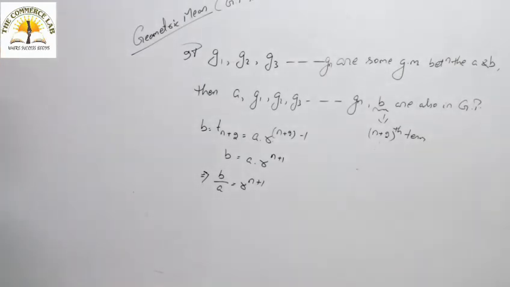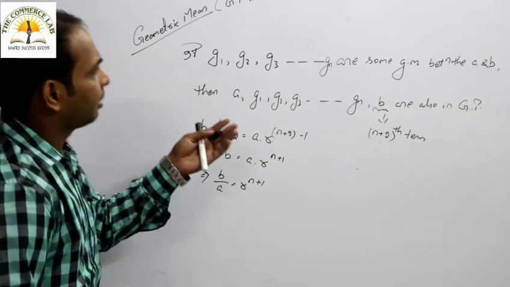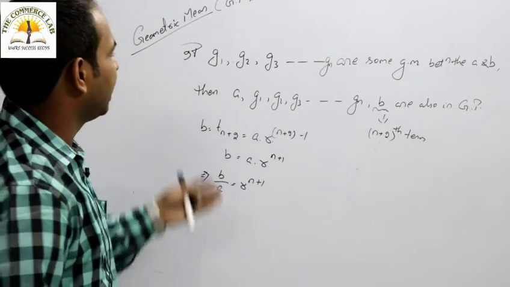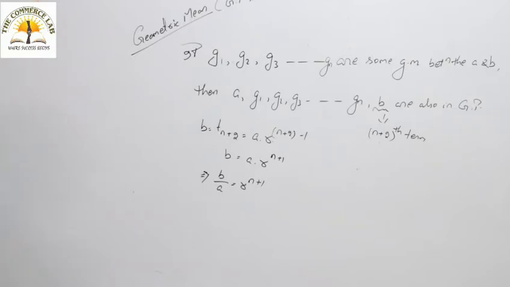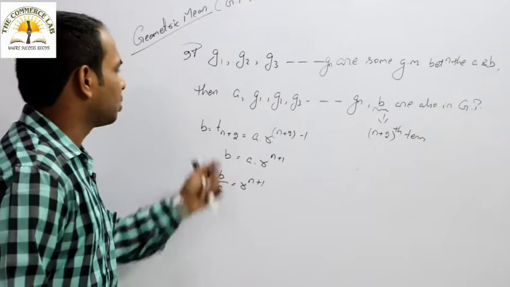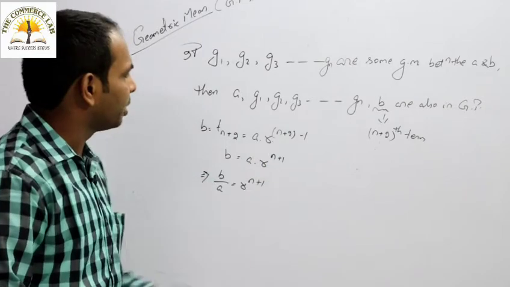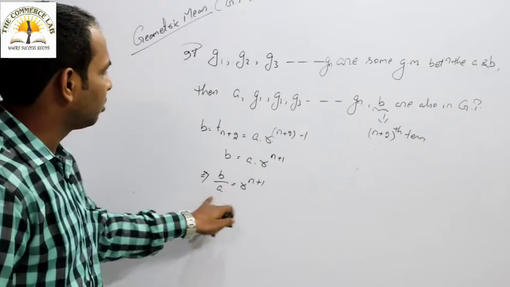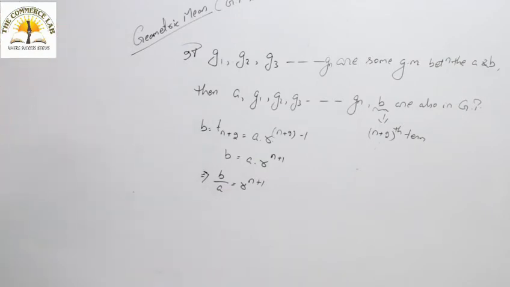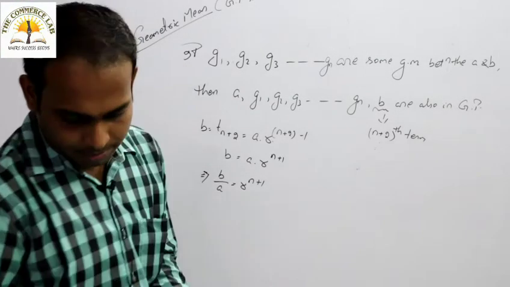So if G1, G2, G3, Gn are some geometric means between A and B, then A, G1, G2, G3, Gn, B are also in GP, then B is your n plus 2 term, so B equal to Tn plus 2, A into r to the power n plus 2 minus 1, then B is equal to A into r to the power n plus 1, then B by A is equal to r to the power n plus 1. Fine. Then come for some examples.